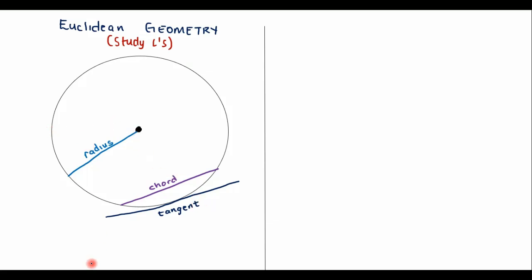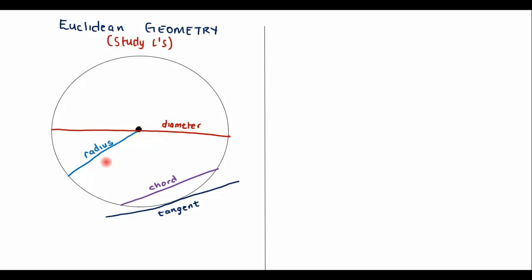Another line that we're going to be talking about when you're going through the theorems is a line, or a chord, that is basically passing through the center of the circle. We call this chord a diameter. All right, so now here we have what? Radius, chord, tangent, diameter.